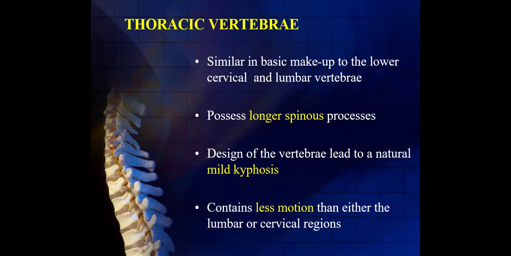The thoracic spine contains less motion than either the lumbar or cervical region. The reason behind that is that the thoracic spine is connected posteriorly with the rib cage, and because of the rib cage, there is no such isolated movement as the movements are in the lumbar spine and in the cervical spine.